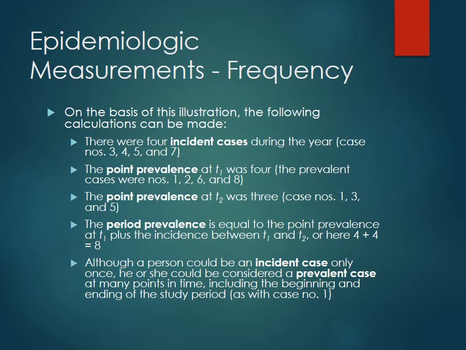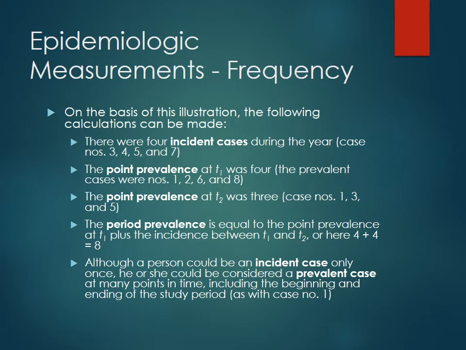And then if you were to look at the period prevalence, this is where we say, what is the point prevalence at the beginning of the time frame to whatever interval we're setting up. Here, the period prevalence is equal to the point prevalence at T1 plus the incidence between T1 and T2. So we're saying who has the condition at the very beginning of the study period and who also developed it during the study period. In this case, it'd be 4 plus 4, or 8. So everyone had the condition at some point during this time period. Does that make sense? Again, the last one?